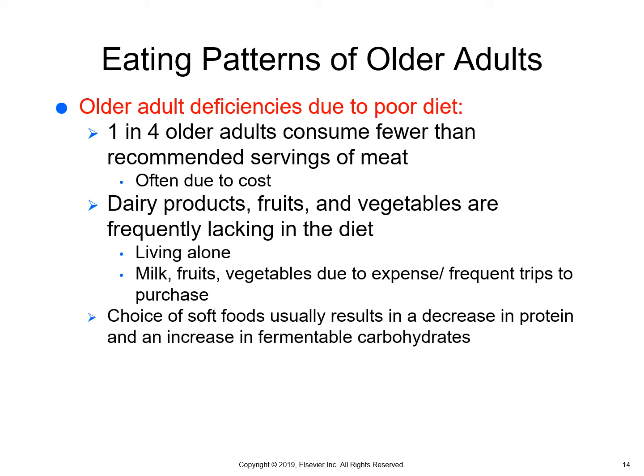So a choice of soft foods usually results in a decrease in protein and an increase in fermentable carbohydrates, which can lead to, again, caries, which in older adults, like we stated, would probably manifest itself as root decay.